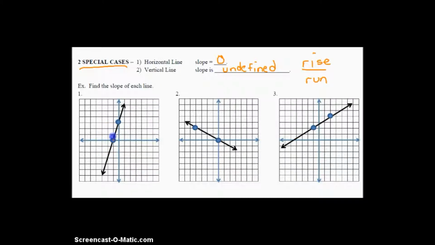Rise, we are going to rise 1, 2, 3 points. So I'm just going to write a 3 over here. So rise is 3. Okay, now let's take a look at the run. Are we going to go right or left? We're going to go right to meet our next point.